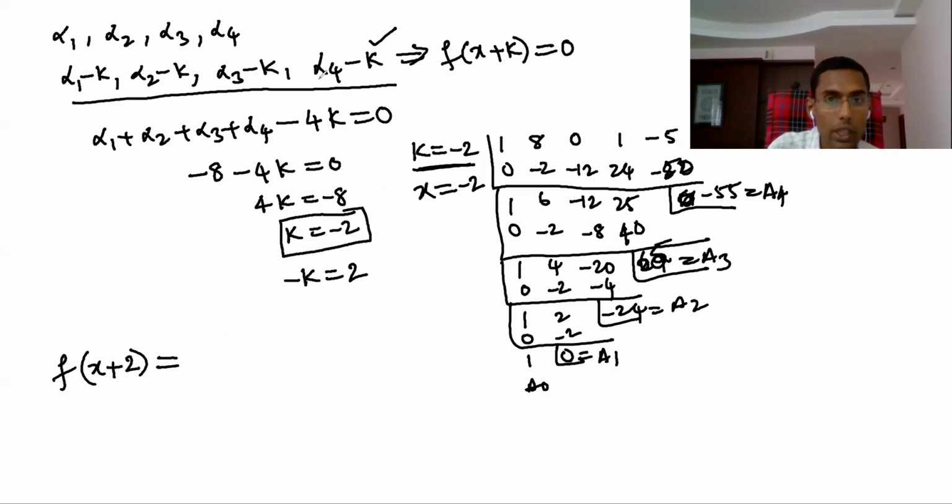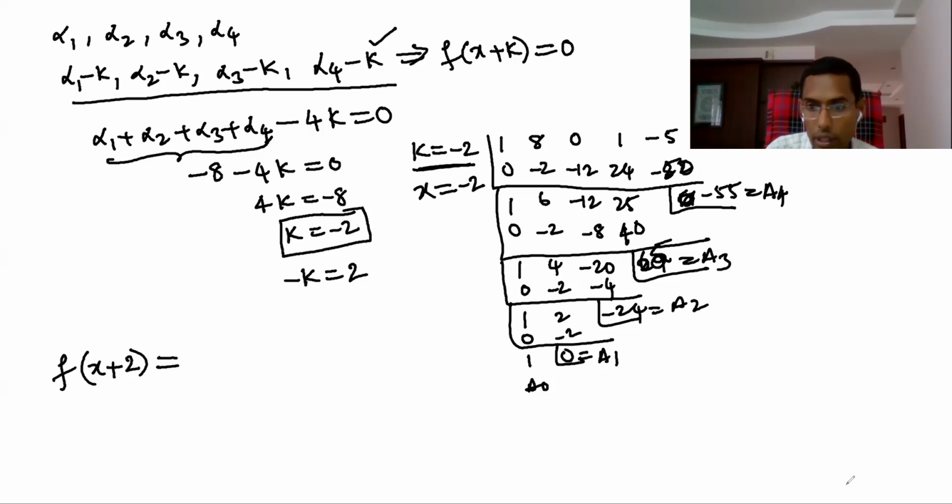So what is the sum of the roots? The sum of the roots is alpha 1 plus alpha 2 plus alpha 3 plus alpha 4 minus 4k, which is 0. So that is what we got here. This one we have, that is minus 8. So k equal to minus 2, I got. k equal to minus 2.